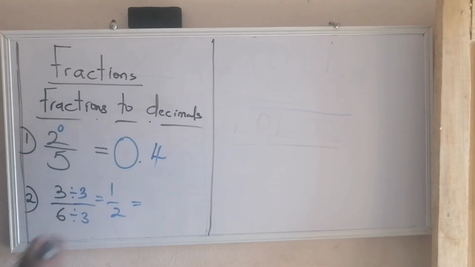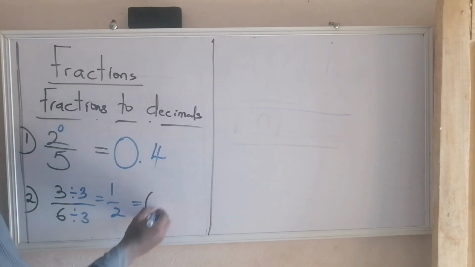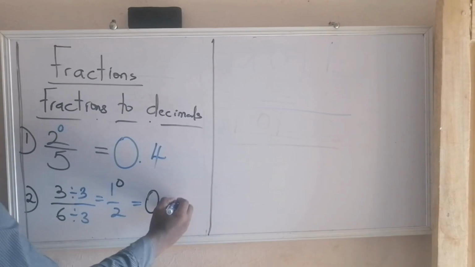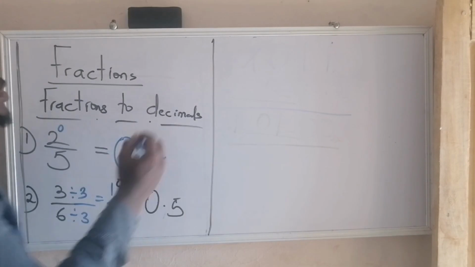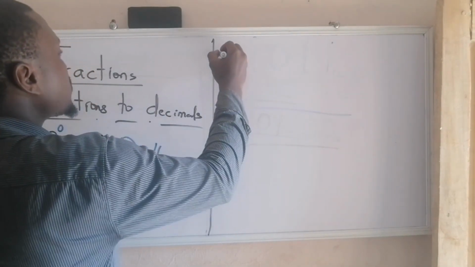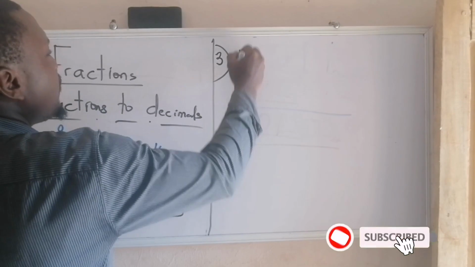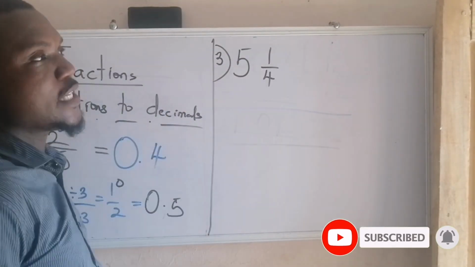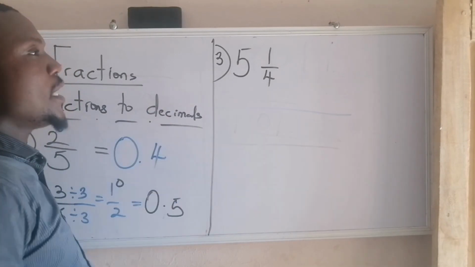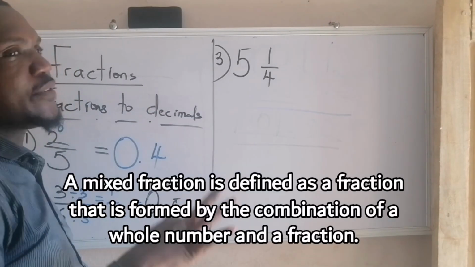Now you can divide it further by saying, can 2 go in 1? Put your point, put your 0 here. 2 in 10, that's fine. So the fraction 3/6 is 0.5. What if you are given this? Example 3. Let's say you are given 5 whole number 1/4. This is a mixed fraction. Change it to decimal. Now, I said in my definition that a mixed fraction is a fraction that has two parts.